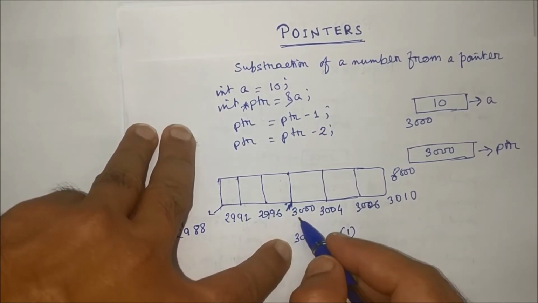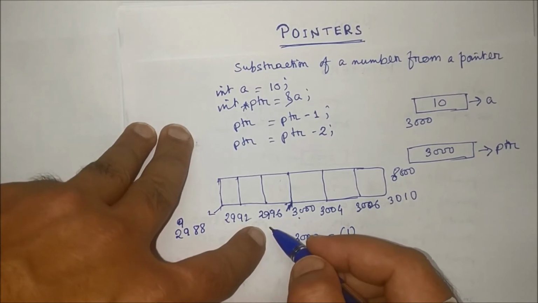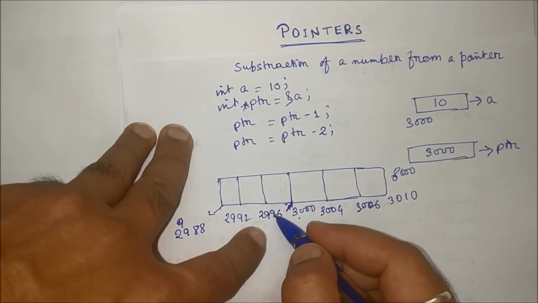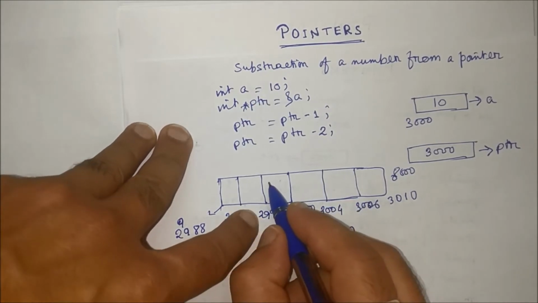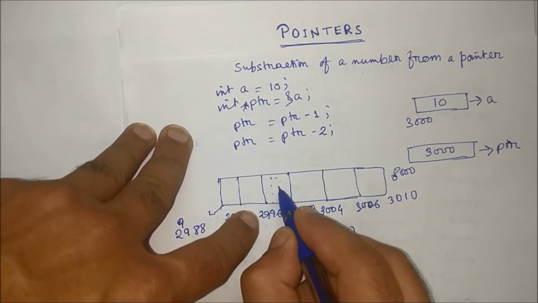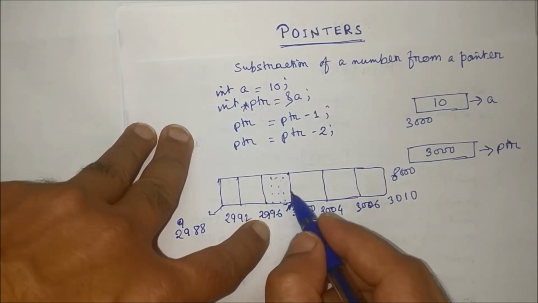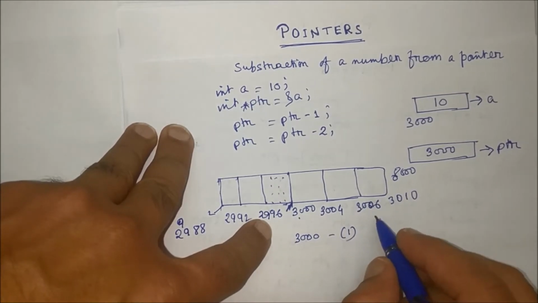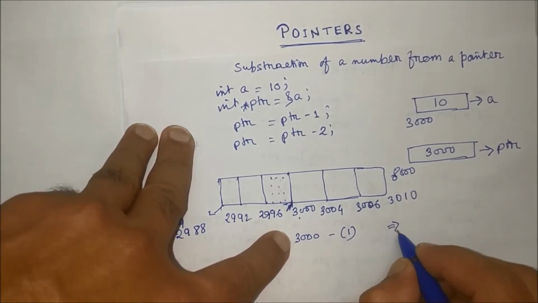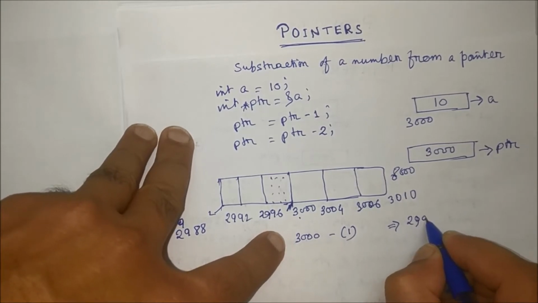So if it is 3000, what will be the previous location where another integer variable can be stored? It is 2996, because this will be the starting location for another integer, right? Because it will get 4 consecutive bytes in the memory, so it will always jump to the previous location where another integer can get stored. After the statement it will be 2996.